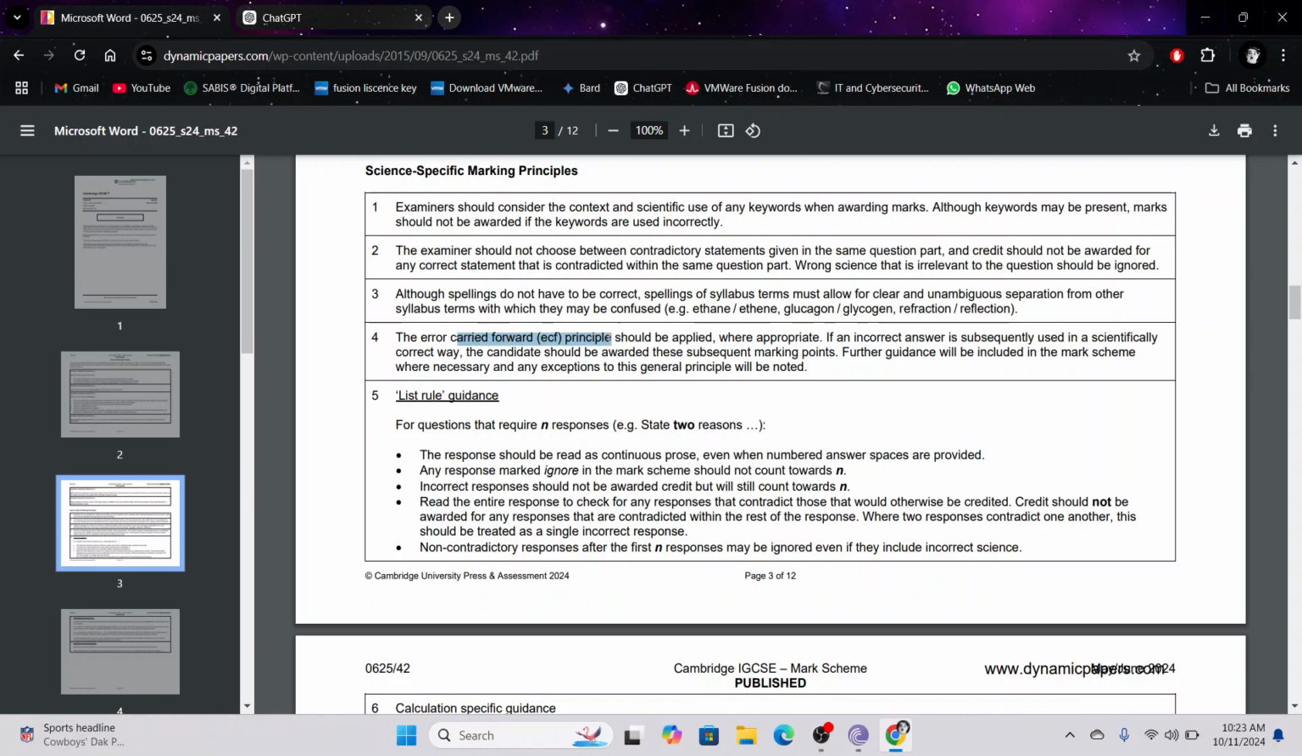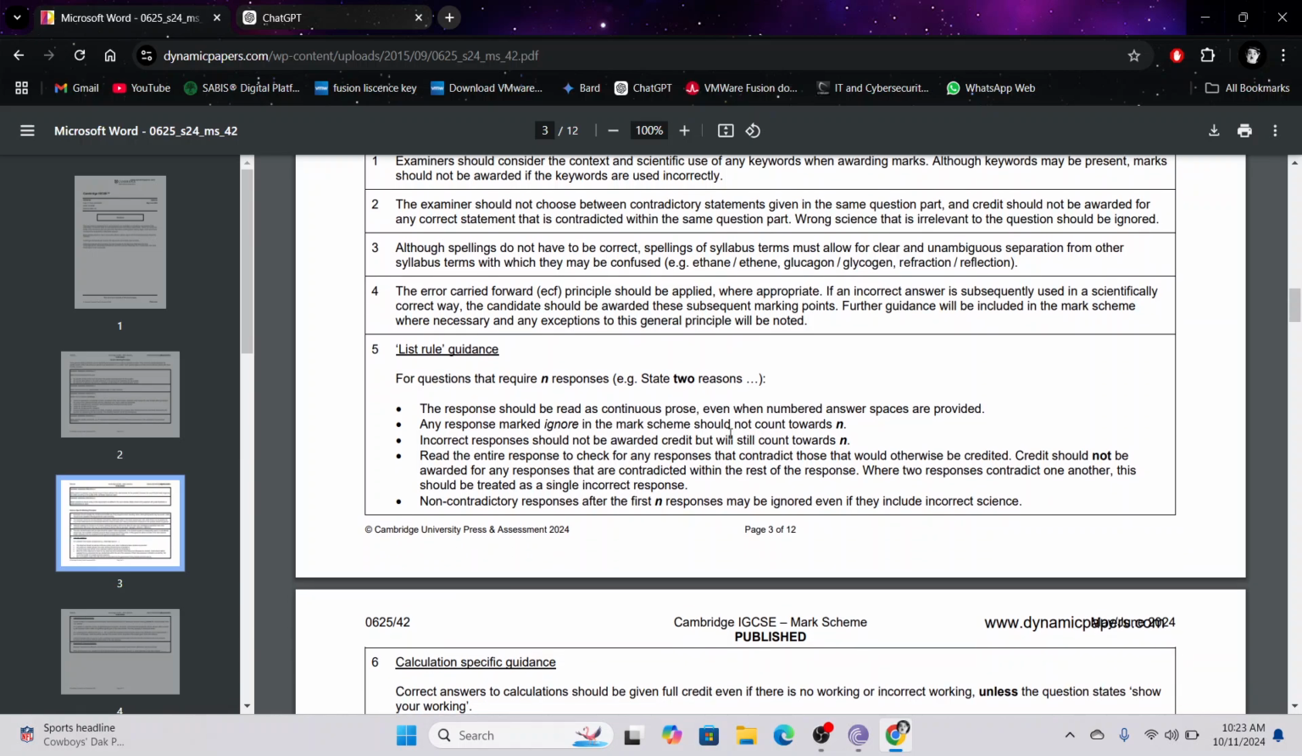The error carried forward principle should be applied where appropriate. Error carried forward means you list the wrong formula, for example, and you get an answer based on that formula. If the marking scheme tells you to apply the error carried forward principle, you apply it, which means you get the wrong formula, so you lose 1 mark on the formula, but you get an answer. If you applied your incorrect formula correctly, you get an answer point. But you write down ECF, and you remove the point for communication or your method.